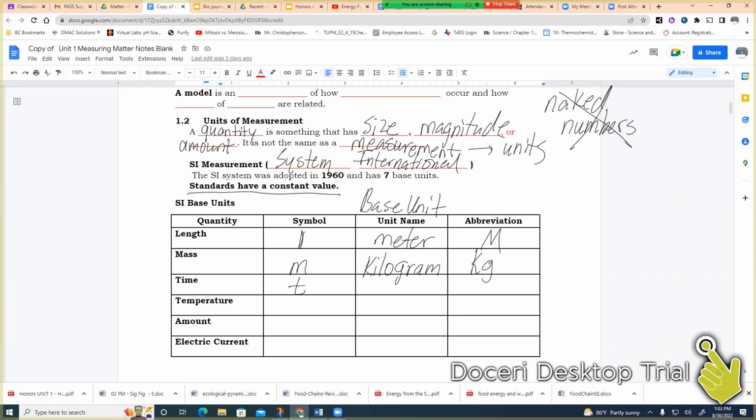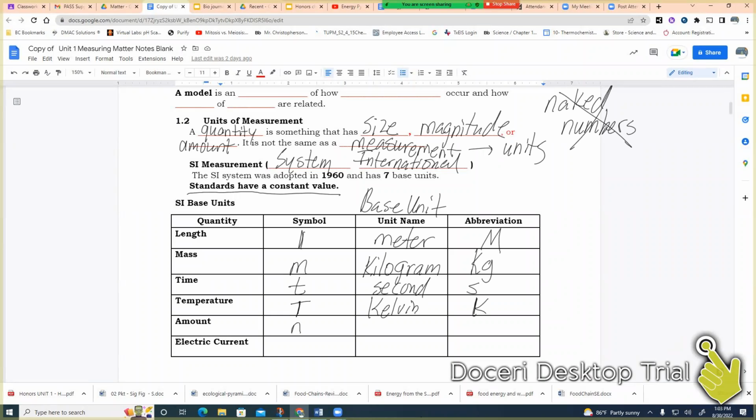Time, little t. We usually use seconds, s. Temperature, big T. Kelvin scale is the units for the metric system, and big K. So we'll do a unit next year, second semester, where there's a lot of temperature measurements in it, and if the temperature is in Celsius, we have to change it to Kelvin.